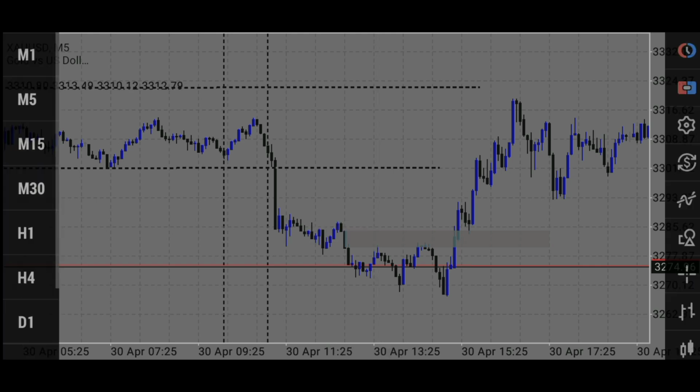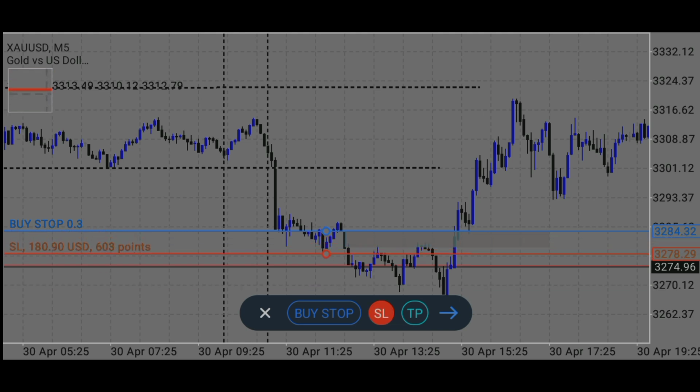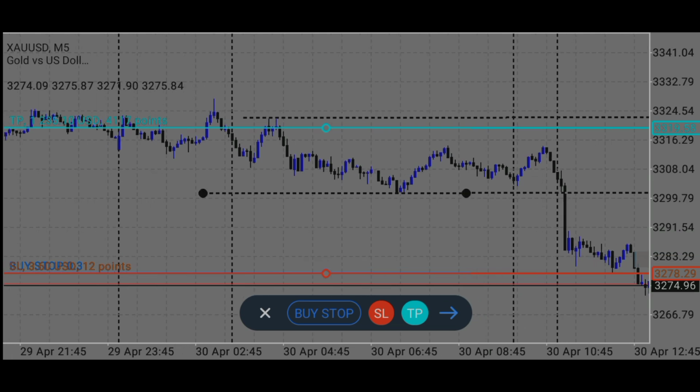Look for a buy trade. We will buy from here. SL should be a little higher. We still make around $1,000 plus dollars and take more risk.